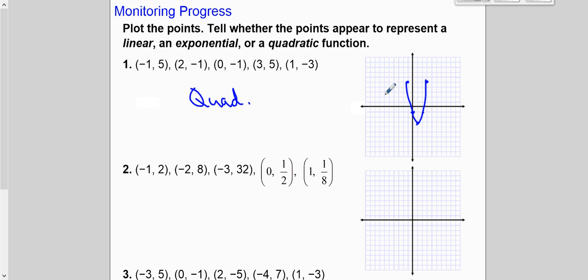Okay, here's the answer to number 1. It was a U-shaped curve. That was a parabola, so that's a quadratic function. Try the next one. Pause your video.